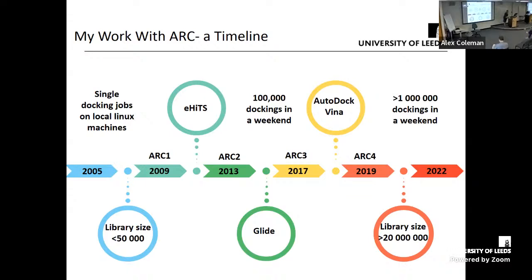So when I started my PhD here in Leeds in 2005, we were able to do single docking, so just one of these to one protein on a local Linux machine. And we were able to use library sizes of around 50,000 ligands in this time. The inception of the ARC1 screening computer platform in 2009 and an in-house electronic high throughput screening platform called eHiTS meant that we were able to improve on this.